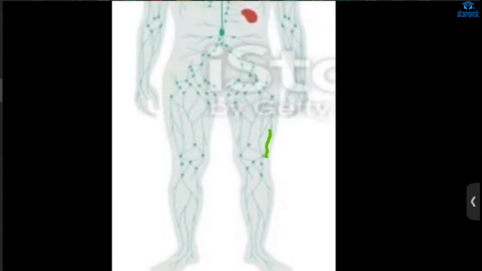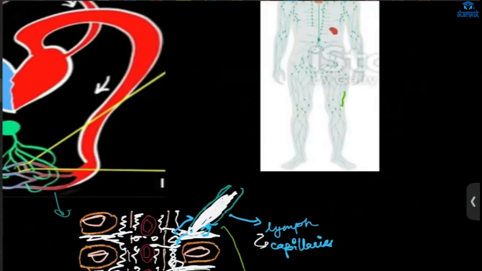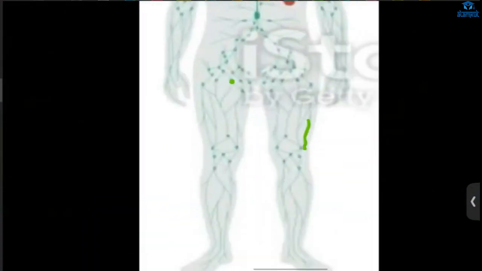You can see all these things are lymph. And there will be what? This dot structure you see here, right? What is that? That is a checkpoint, or you can say a security point, and it is known as nodes.